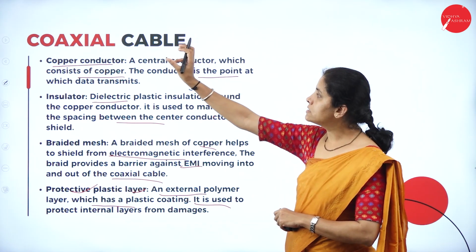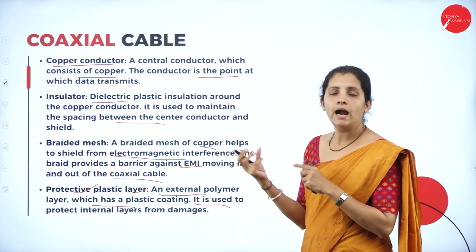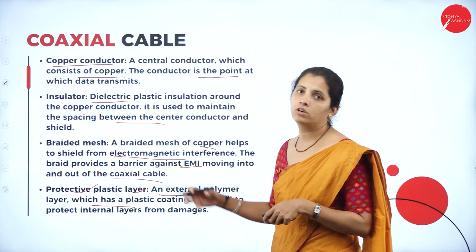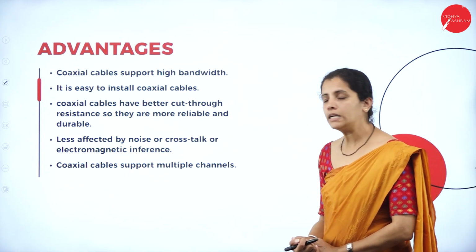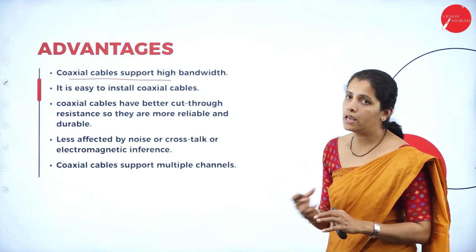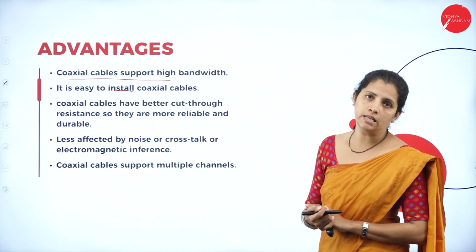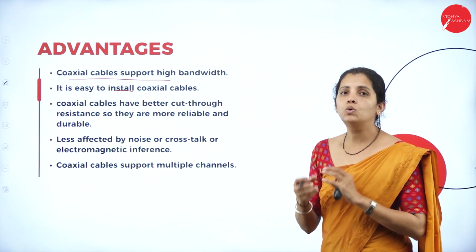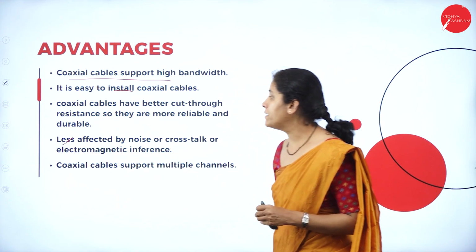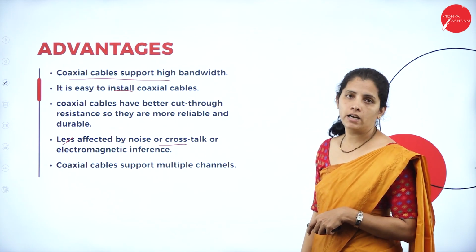So if I consider coaxial cable, I have copper, that is the main wire, and that is covered by the insulator and that is covered by the mesh. Now I want to protect all these three. For that I am going to have the outer jacket that is made of plastic. Then what is the advantage? Coaxial cable supports high bandwidth and it's also very easy to install and it has better cut-through resistance. So we get good voice quality, high immunity, and it is less affected by noise, crosstalk or electromagnetic interference.